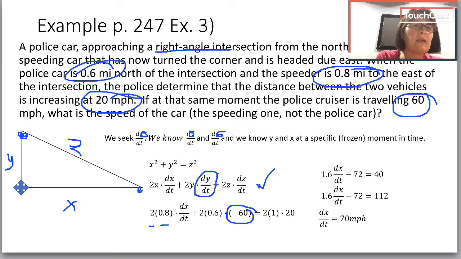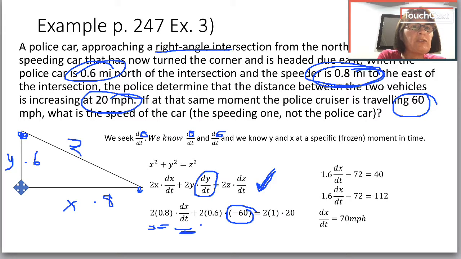So this was my equation where I've taken the derivative of both sides. The 2 times x times dx/dt. X is 0.8 miles east. So once I freeze, this is 0.8. This is 0.6. Notice I haven't filled in dx/dt because that's the thing I don't know. I'm not going to be able to plug in for that. I'm trying to isolate that to figure it out.